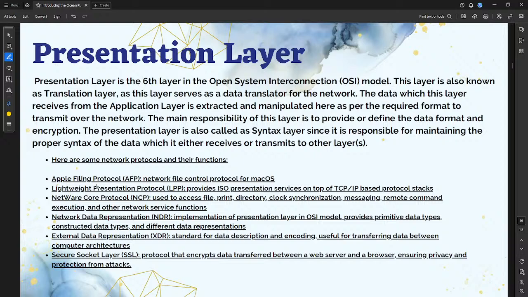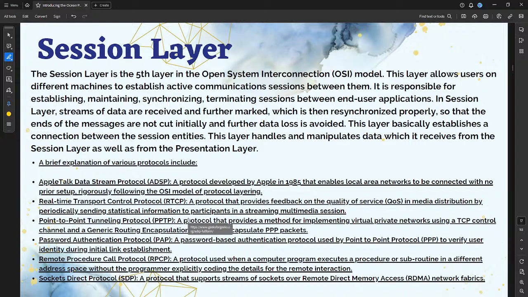We also have the Lightweight Presentation Protocol, LPP, which provides ISO presentation service on top of TCP/IP based protocol stacks. Now, all these are some of the network protocols that of course function with the presentation layer, and you can see each of them and their functions.